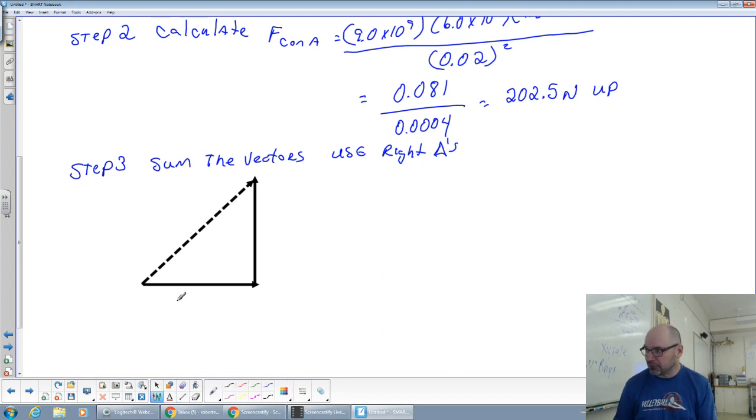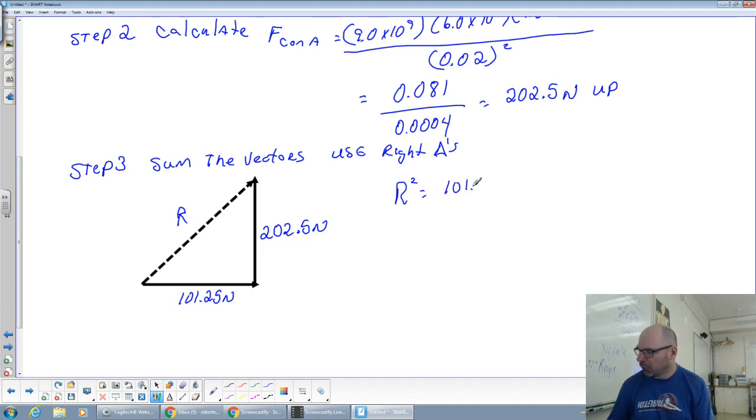Let's label it. Okay, this was 101.25 newtons. This was 202.5 newtons. And this is going to be R, capital R. So R squared equals 101.25 squared plus 202.5 squared. Okay, we're doing Pythagorean theorem.